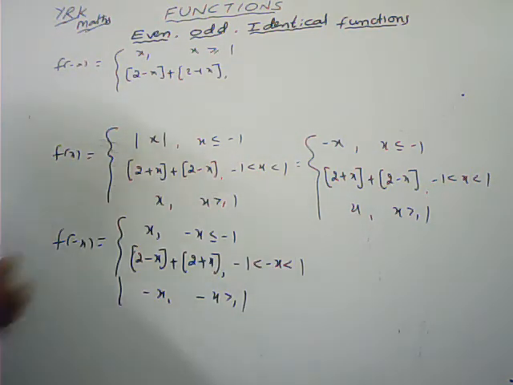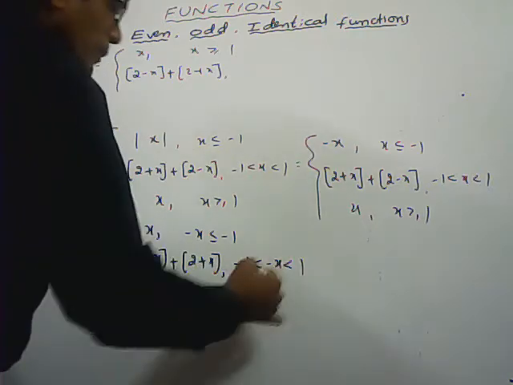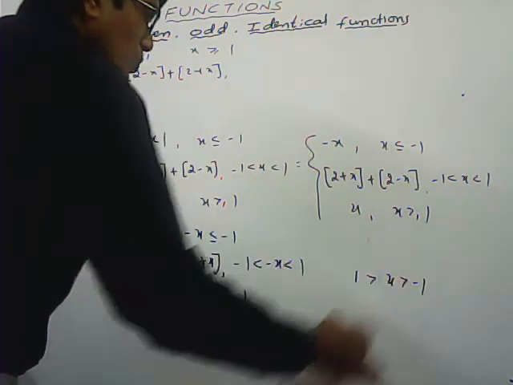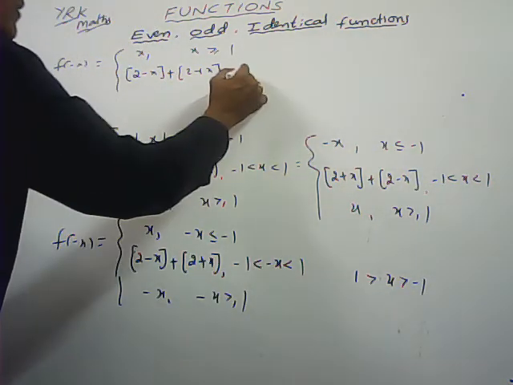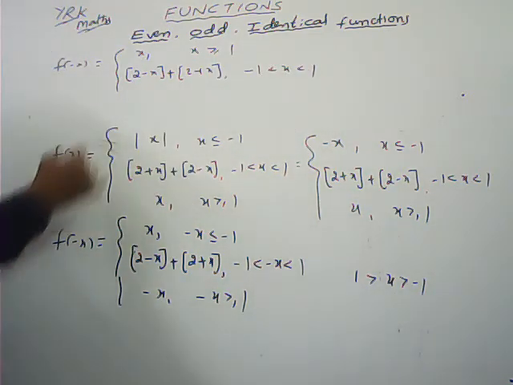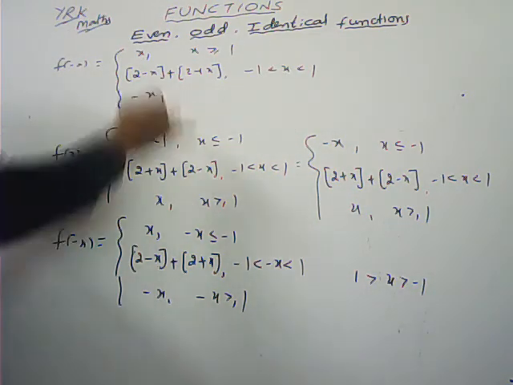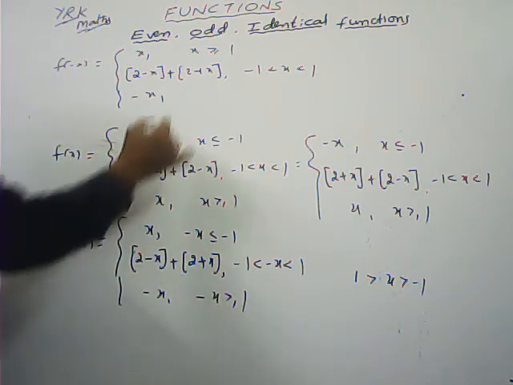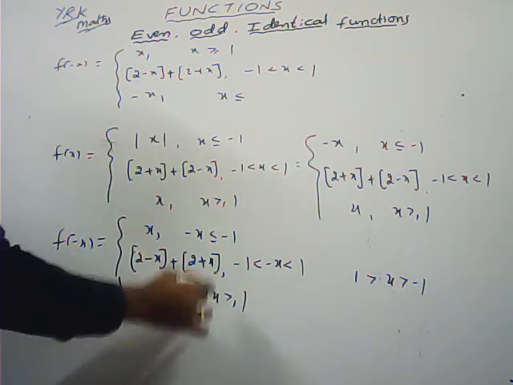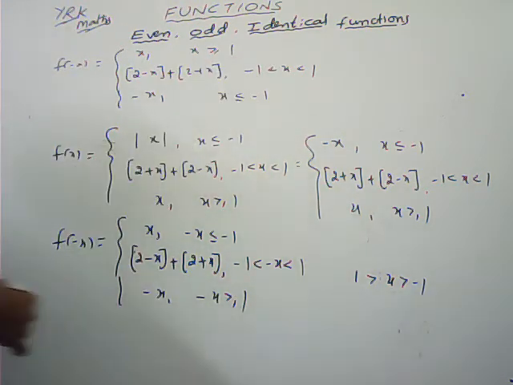Here also multiplying with minus. If I multiply with minus here, plus 1 more than x is more than minus 1. Write in the reverse order: minus 1 is less than x is less than 1. Now here, minus x. If I multiply with minus here, x greater than or equal to 1 becomes less than or equal to minus 1.